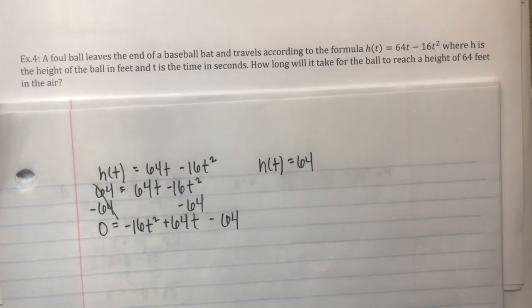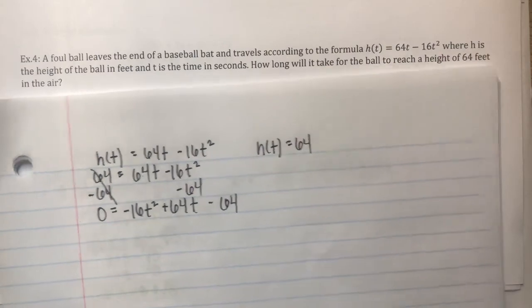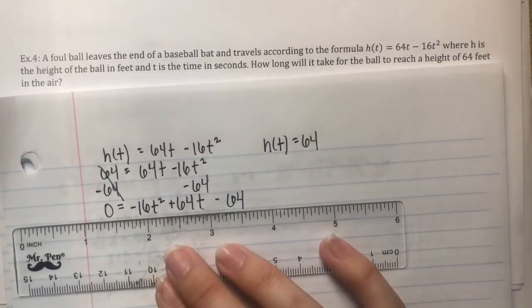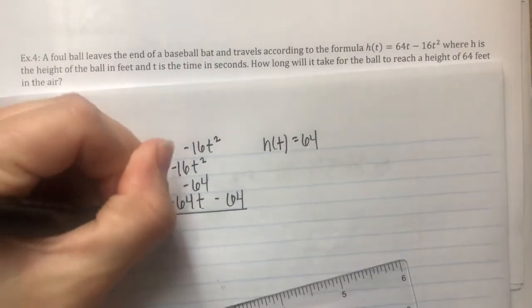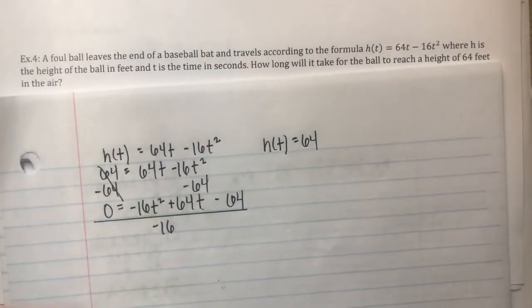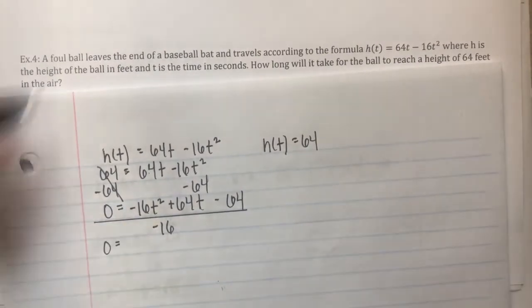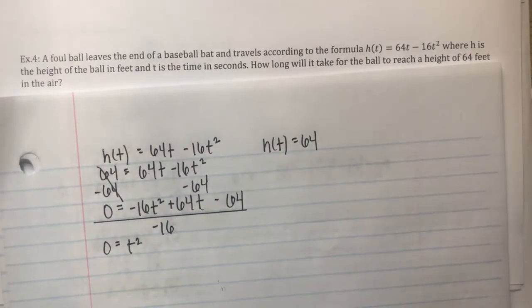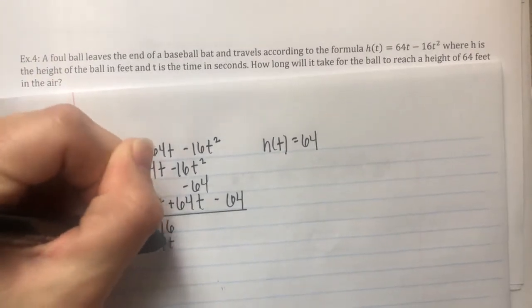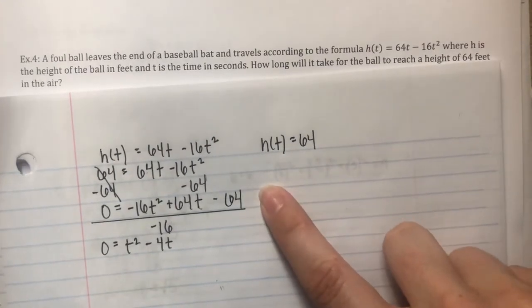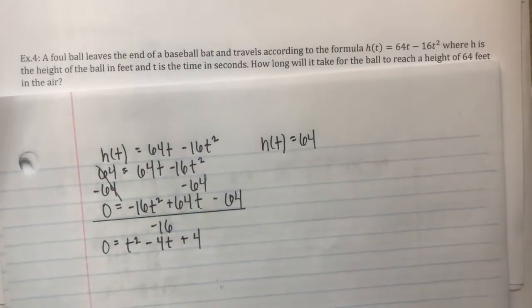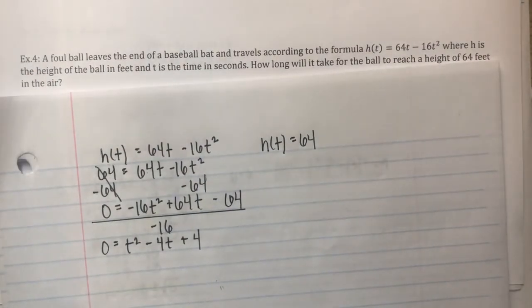And then now I can check to see, is there a number that I could divide each of those by? Obviously I can divide them all by 2. Looks like I can divide them all by 4. But 16 is also a factor of 64, so I can divide everything by 16. I want to check to see if this is factorable, and everybody likes to factor when a is positive. So I'm going to divide the entire equation by negative 16. So 0 equals negative 16 divided by negative 16 is t squared, and then 64t divided by negative 16 would be minus 4t, and then negative 64 divided by negative 16 would be positive 4. So now I have 0 equals t squared minus 4t plus 4.